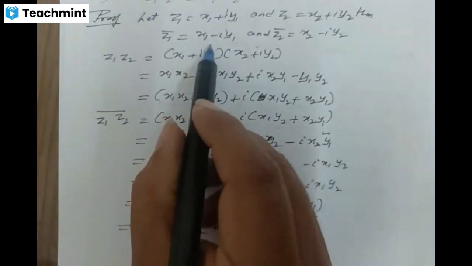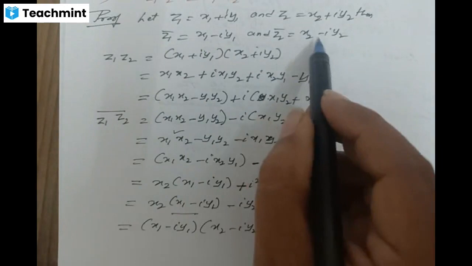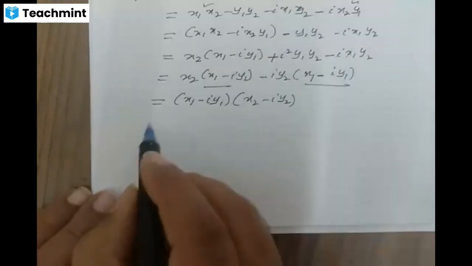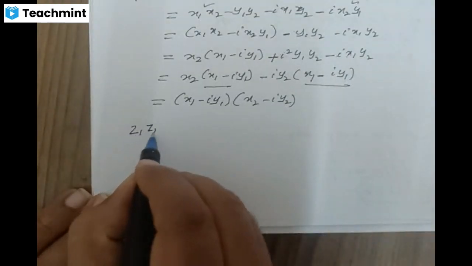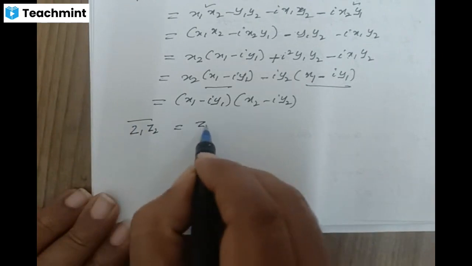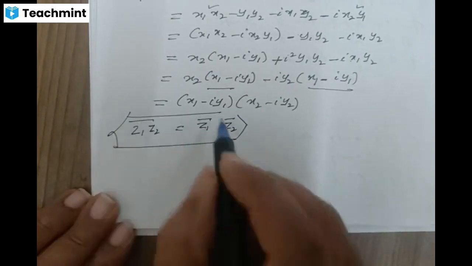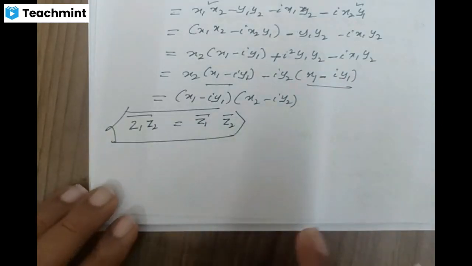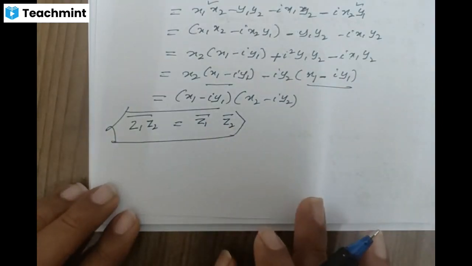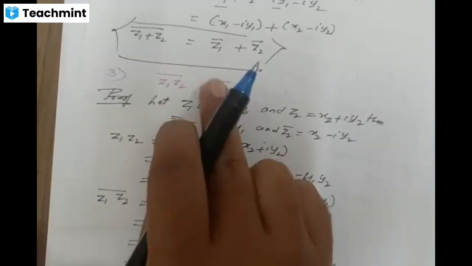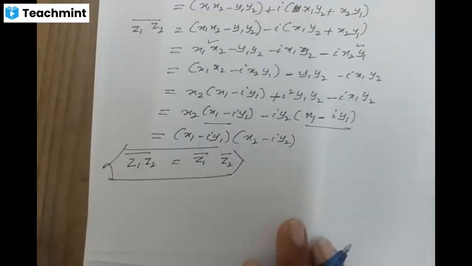So already I showed that x1 minus i y1 is z1 bar, and x2 minus i y2 is z2 bar. So we can write z1 into z2 whole bar equals z1 bar into z2 bar. So the properties of conjugate: z bar whole bar is equal to z. z1 plus z2 whole bar is z1 bar plus z2 bar. z1 z2 whole bar we can write as z1 bar into z2 bar.